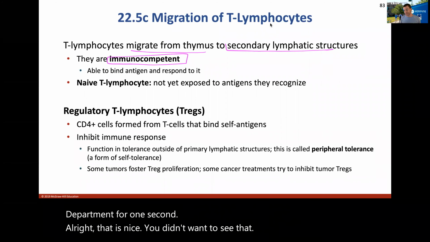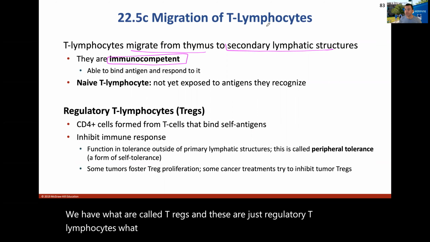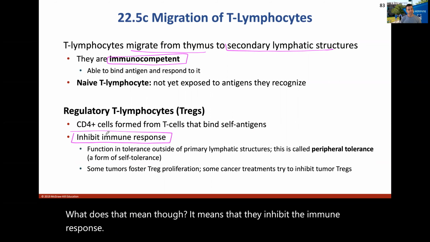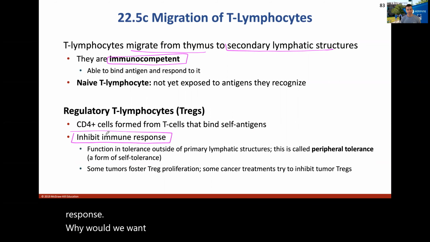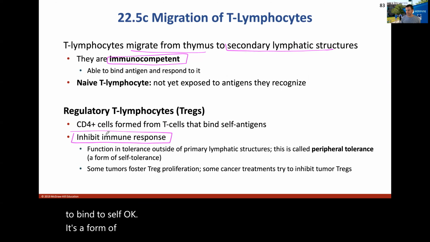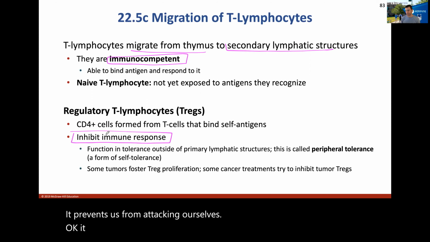We have what are called Tregs, and these are just regulatory T lymphocytes. What do regulatory T lymphocytes do? They regulate. Duh. What does that mean, though? It means that they inhibit the immune response. Why would we want to inhibit the immune response? Well, we don't want to bind to self. It's a form of self-tolerance. It prevents us from attacking ourselves. It can dampen an immune response in a region when we have an immune response occurring.